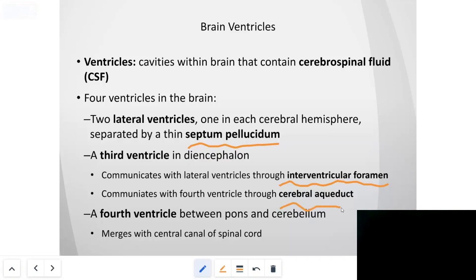So very simplistic. I pinned out these key items for the drainage and passage of the fluid. And the last one is the 4th ventricle at the very bottom, which basically merges down with your spinal cord as a connection.